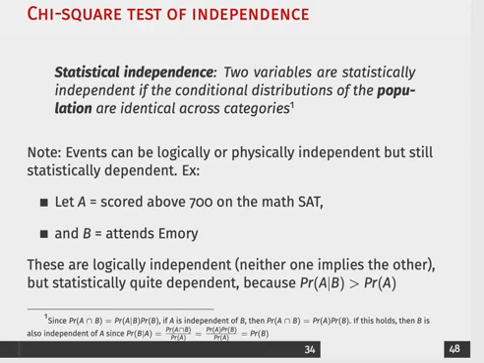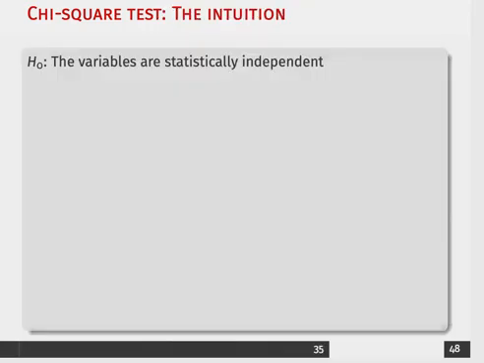it is quite true that if you attend Emory already, you likely scored above 700 on the math SAT, and that's just going to be a higher likelihood in general than scoring 700 on the SAT in the average population, right? Like people who are at Emory are just more likely to have higher grades because they're at Emory. So these are statistically dependent, even though they may be logically independent.